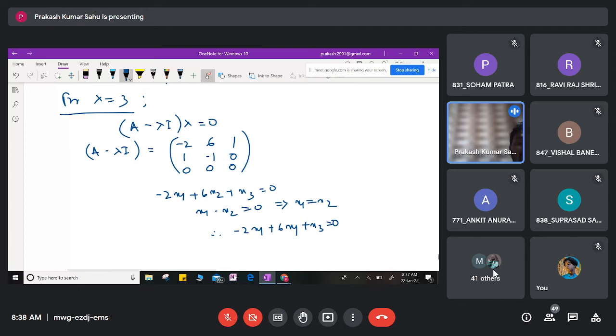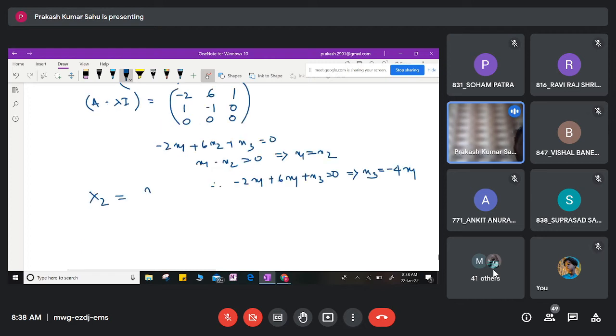So that implies your x3 is equal to, this is 4 - 6 - 2, 4x1, so this is -4x1. Is it correct? So now your second eigenvector x is equal to x1, x2, x3, and your x1 रहेगा, your x2 is equal to x1, and x3 is equal to -4x1, which is 1, 1, -4. So this is the second eigenvector, 1, 1, -4.